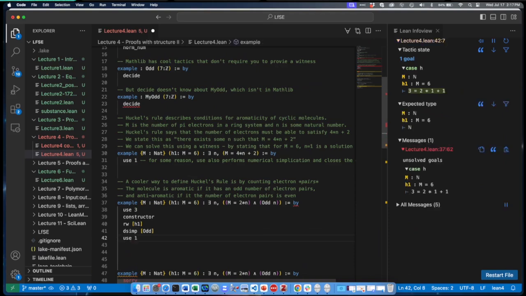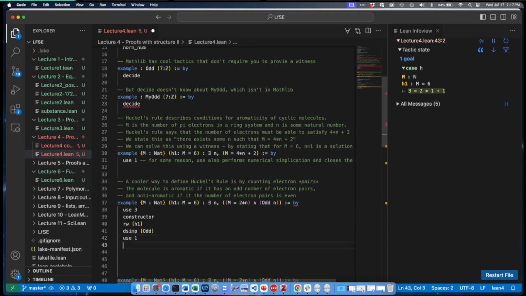Use 1. Looking good. Almost there. 3 is equal to 2 times 1 plus 1. Norm num. That's right. Do our little thing. We got no goals. We did it.